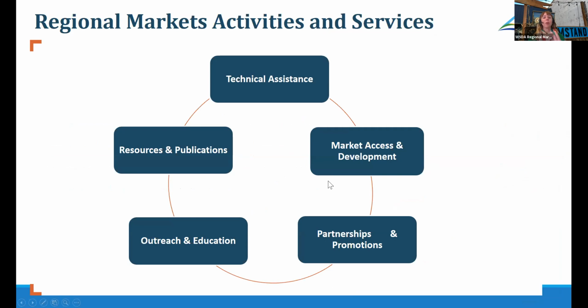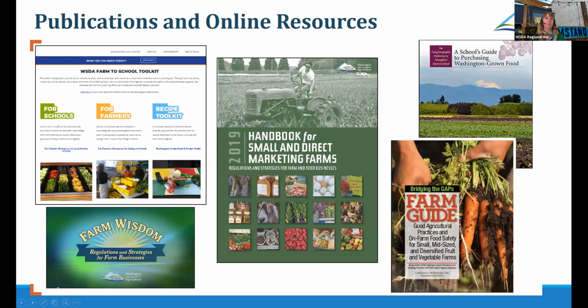We do a little bit of more traditional marketing and promotion type activities, and a lot of outreach and education, especially on regulations and requirements that can otherwise be a barrier for small farmers accessing markets. To understand what are the requirements to, say, sell my eggs at the farmer's market. What do I need to know? So we do a lot of that kind of guidance and education. We develop a lot of resources to help us in that work.